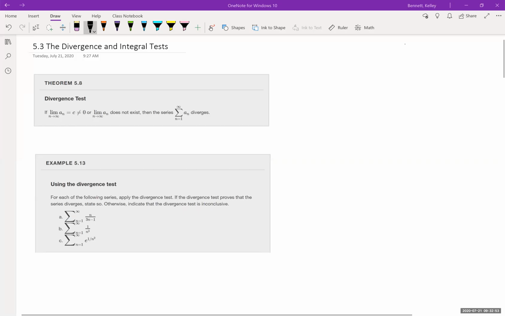Welcome to the lecture on 5.3 for divergence and integral tests. So just to get right into it, the divergence test is probably the easiest of all the tests and comparisons that we're going to do.